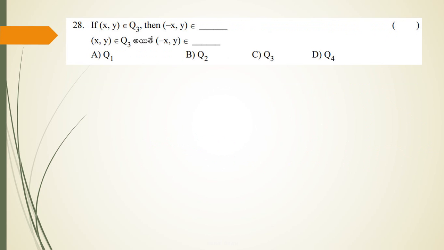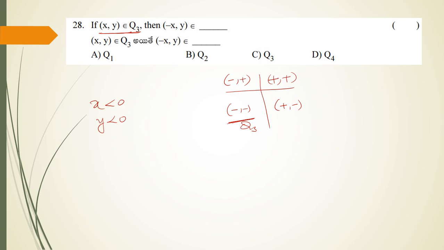Okay, next moving on to question number 28. What he has given: (x, y) belongs to Q3. If you remember, in quadrant number 1 both x, y are positive. In second quadrant negative, positive. In third quadrant both will be negative. In fourth quadrant positive, negative. Now since he said (x, y) belongs to Q3, clearly what I can say, x is less than 0, y is less than 0.